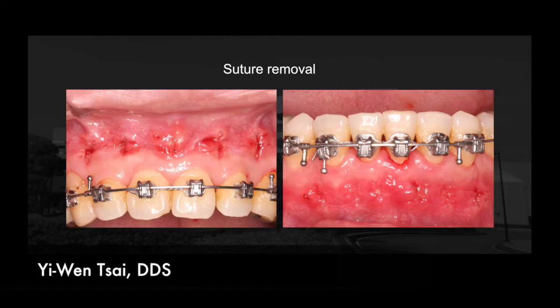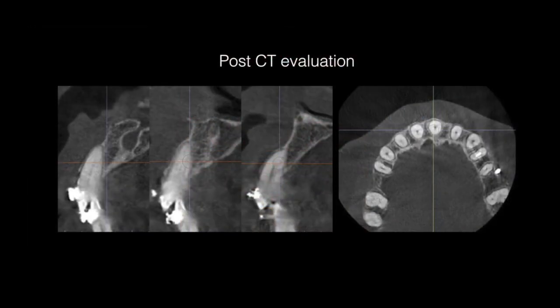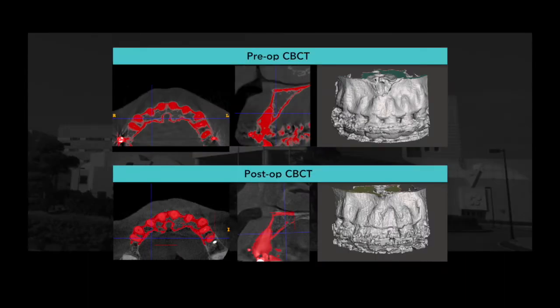Two weeks later, the sutures were removed and the incisions healed well without any complications. The patient continued to undergo orthodontic treatment, and 3- and 12-month follow-up photos can be seen here. Prior to debonding of orthodontic brackets, the patient returned for a follow-up CT scan to assess the results of the treatment. As can be seen here, the CT scan showed adequate positioning of teeth within intact bony housing.